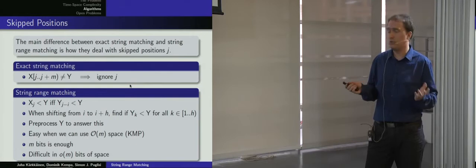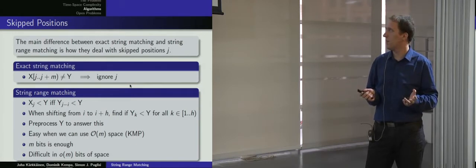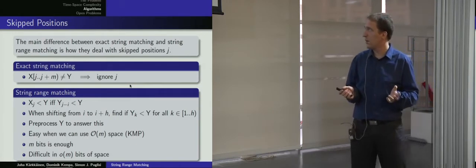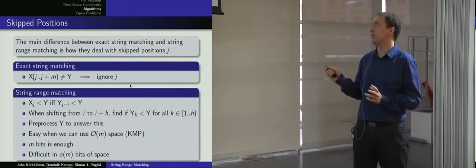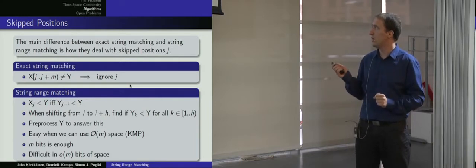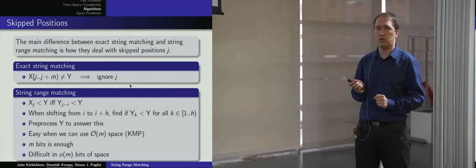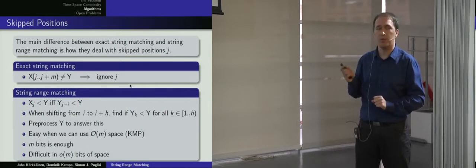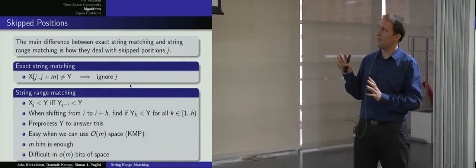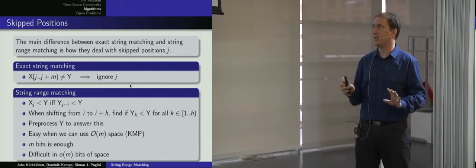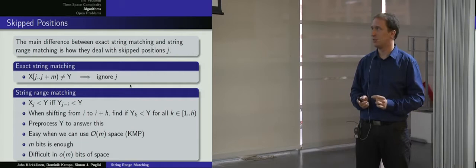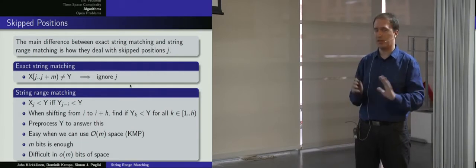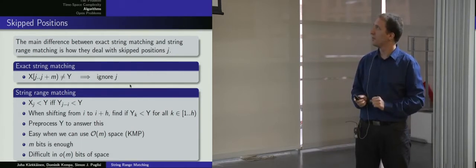So the idea is to pre-process the pattern to answer this. And this is easy to do if we have lots of space. For example, if we have order m space, we can adapt the KMP algorithm to do that. In fact, we can show that even less space is enough. We just need m bits. But we want to be time and space optimal, ideally. So we want to use only constant extra space. So m bits is way too much.